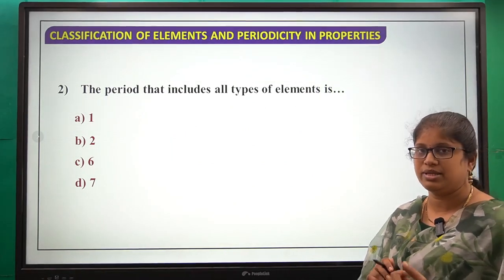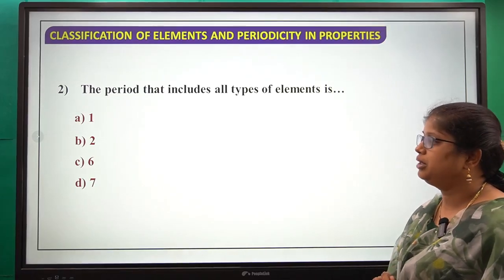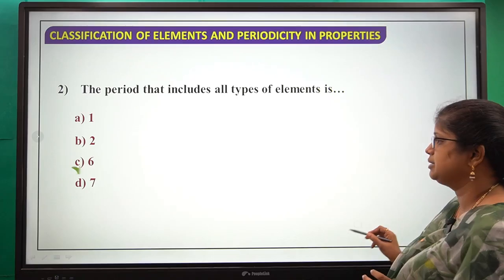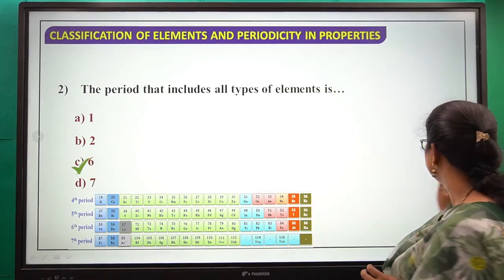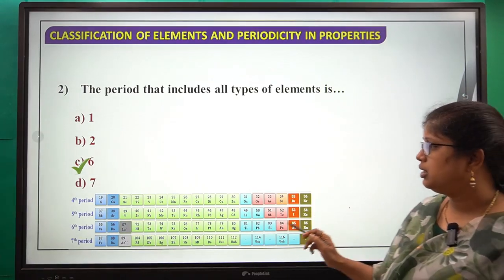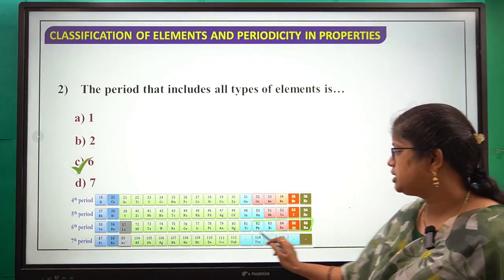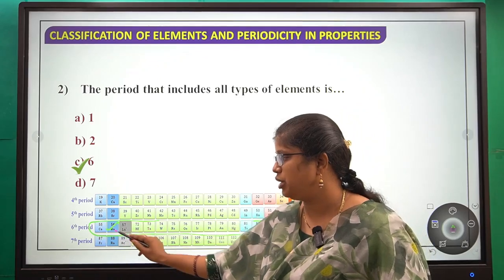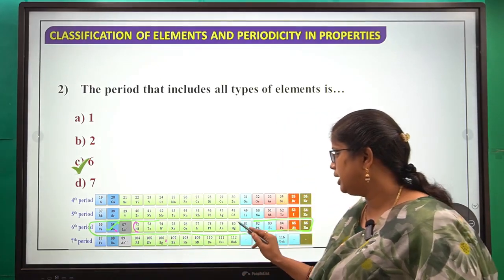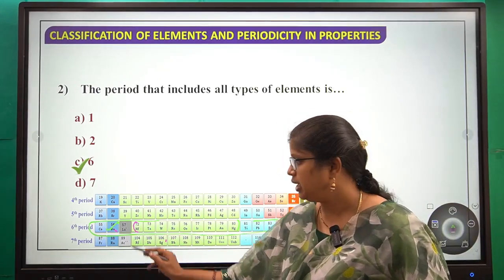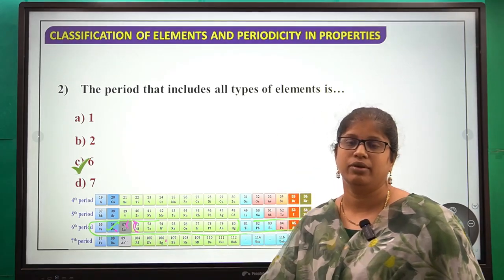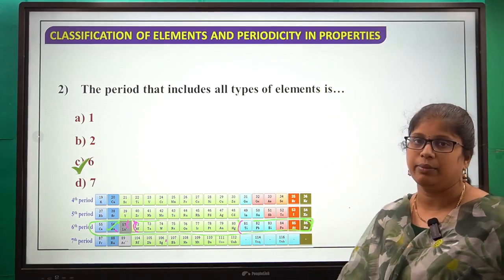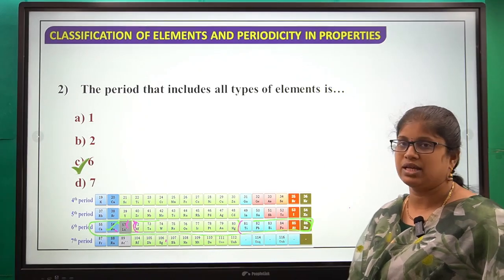We will learn about these elements in the next classes, but here you remember that the sixth period contains all types of elements. See, look at this. Here is the sixth period. It contains all types of elements. Here S block elements, these two are S block, and from here to here D blocks including lanthanum. In between lanthanum and hafnium we are getting lanthanoids, F block elements, and from here to here P block elements, right? So it contains all types of elements.